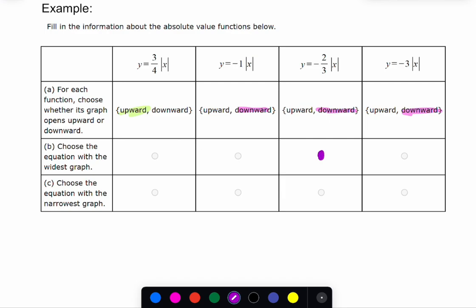The skinniest graph is this one because it has that 3 there, and that is the narrowest graph. We'll explore that more in 3.5. 3.5 has a lot of stuff in it, so we'll explore that portion a little bit more in 3.5.